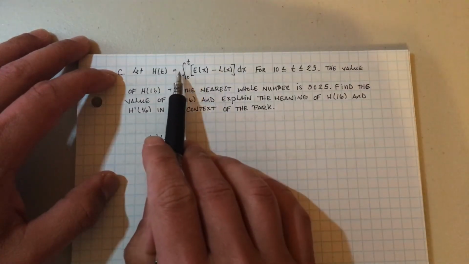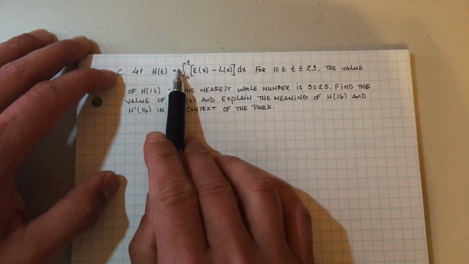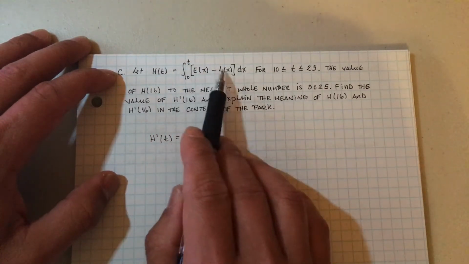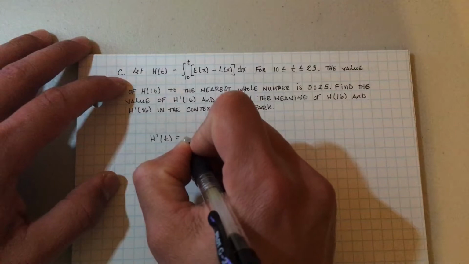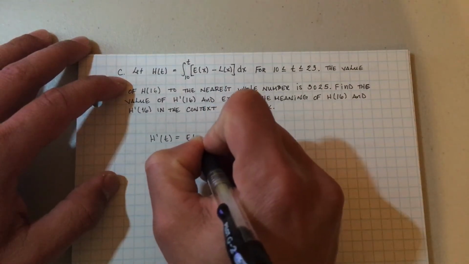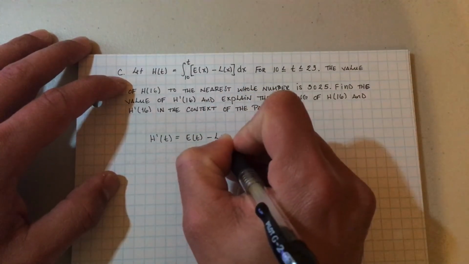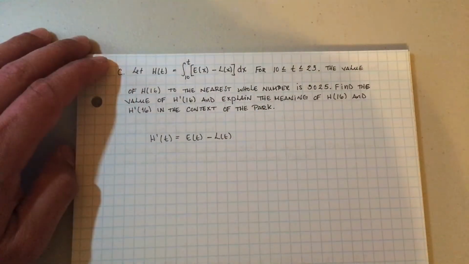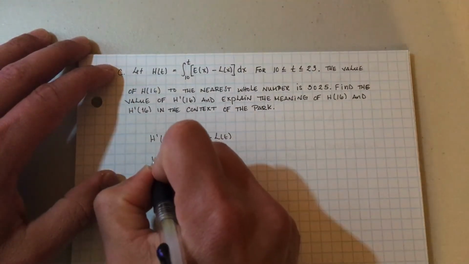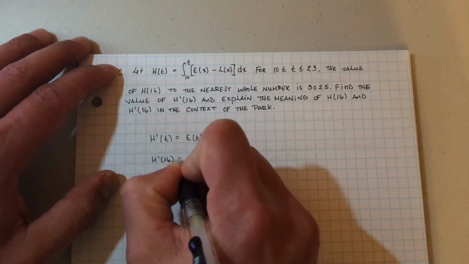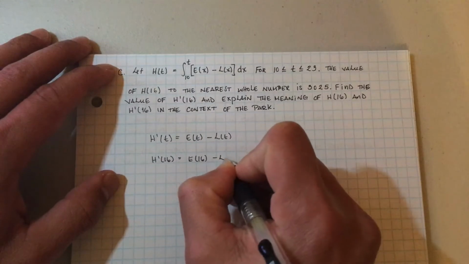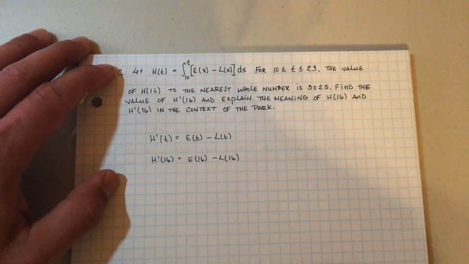What do I got to do? I got to take the derivative. What's the derivative of the integral? It cancels out. And what happens? You just plug in your t value. So when I take the derivative, you're going to end up with e of t minus L of t. Okay, no more dx, no dt. That's it. So now h prime of 16 is e of 16 minus L of 16.